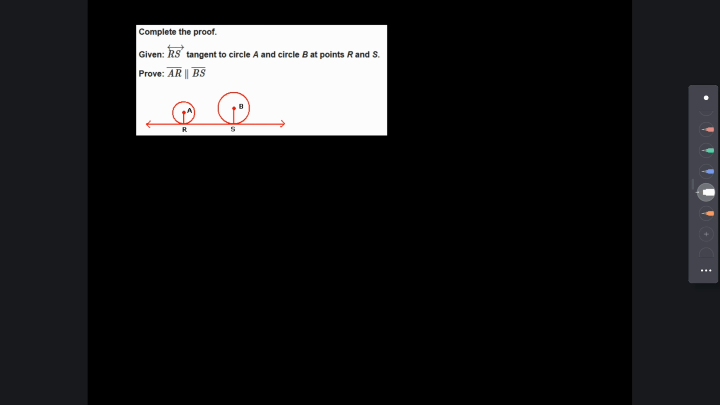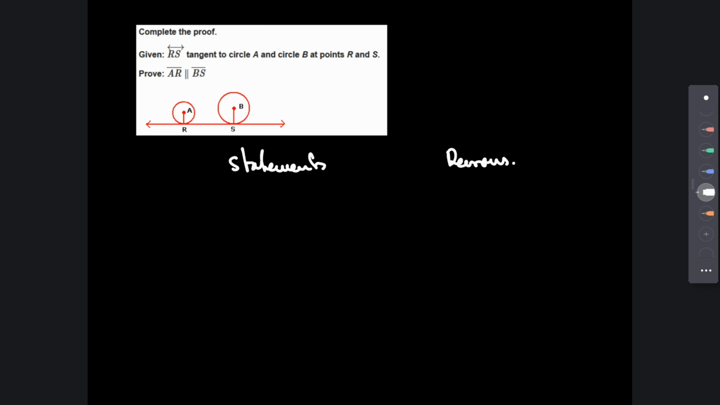It says complete the proof. Given RS, this is RS. It's tangent to circle A and to circle B at points R and S. Then prove that the two line segments are parallel. Well, immediately you notice that it's basically the same thing, right? So we have our statements.